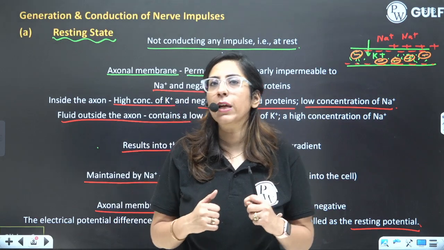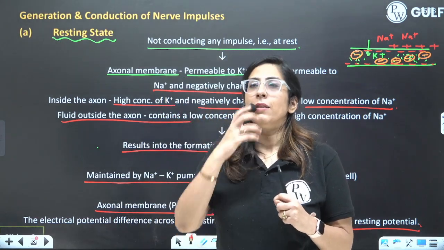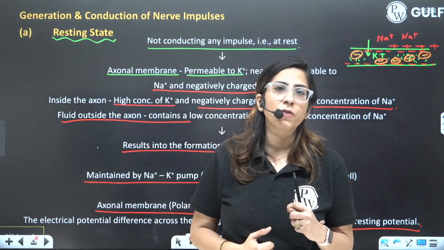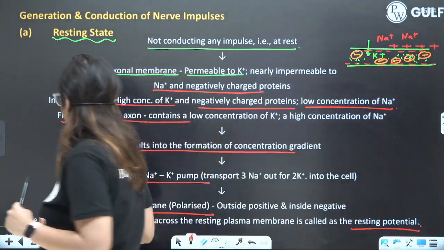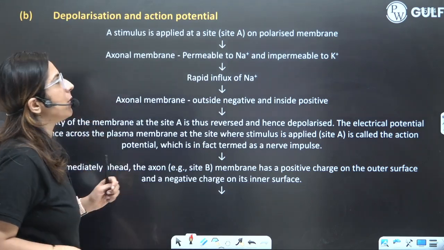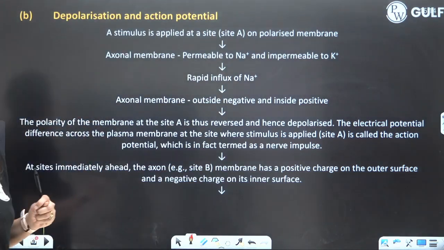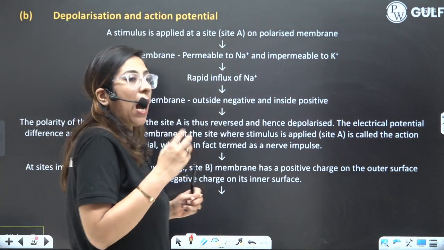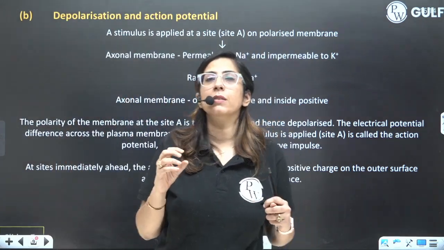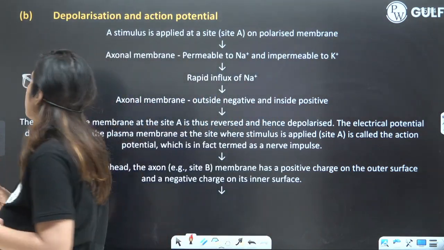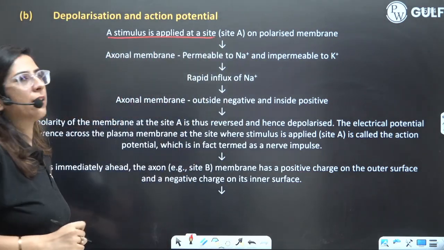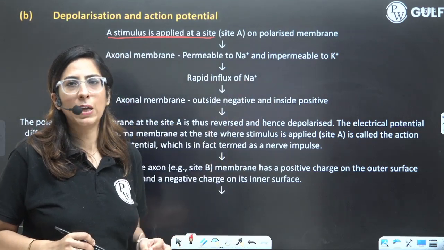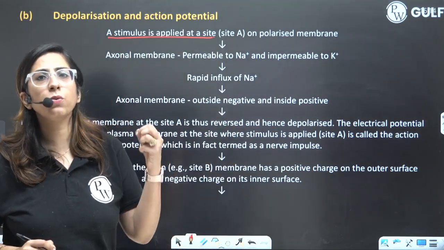But inside we are negative. The reason is the presence of negatively charged ions. Inside negative, outside positive. Now, what happens over here? When there is a start of impulse, that means the conduction has to start. At this time, a stimulus is applied at site A in a polarized membrane. Stimulus came. That means now the potential has to change.